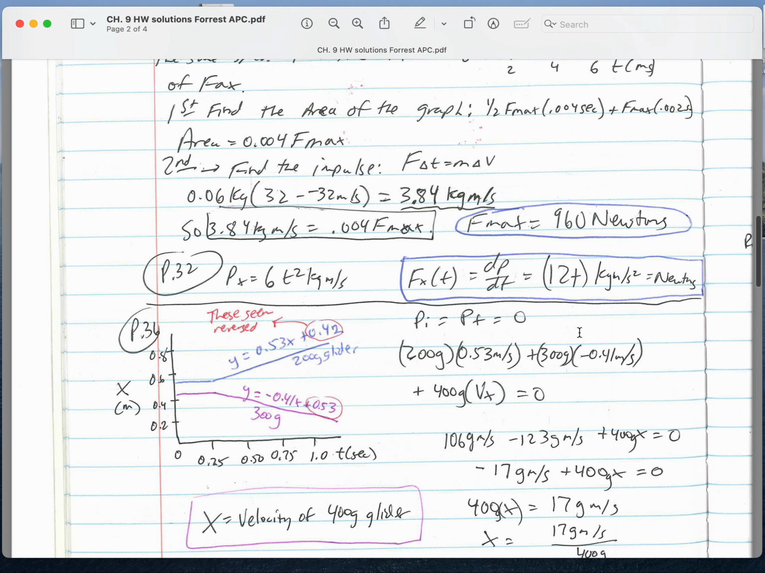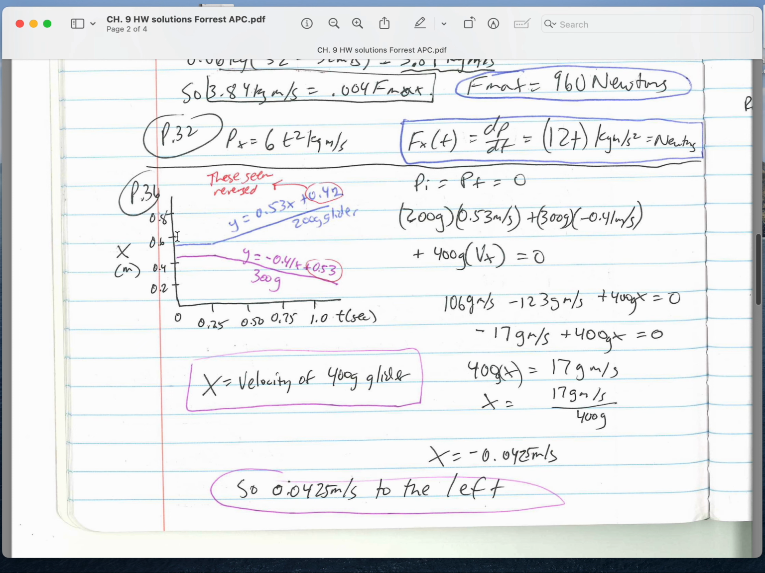P32 is using calculus. So again, you're going to use the power rule. If the momentum is 6t squared kilogram meters per second, then the force is the derivative of that. That's 12t kilogram meters per second squared, and that is a newton. Why? Because m times a, kilogram times meter per second squared, gives us a newton.